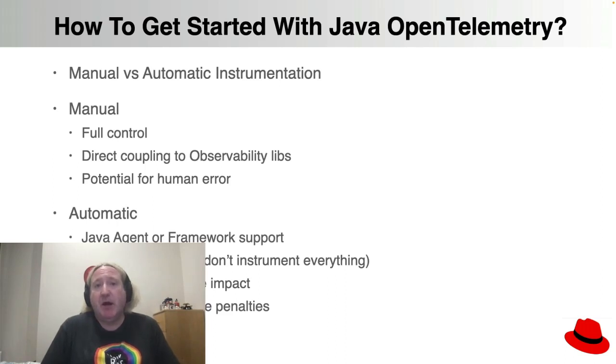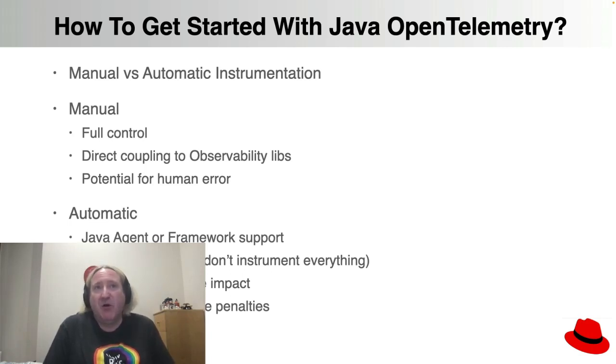In Java, unlike some other languages, there are really two ways of doing things. There is manual instrumentation, where you have full control. You can write whatever you like, you can instrument whatever you like, but you have to do it all yourself, and you have a direct coupling to the observability libraries and APIs.